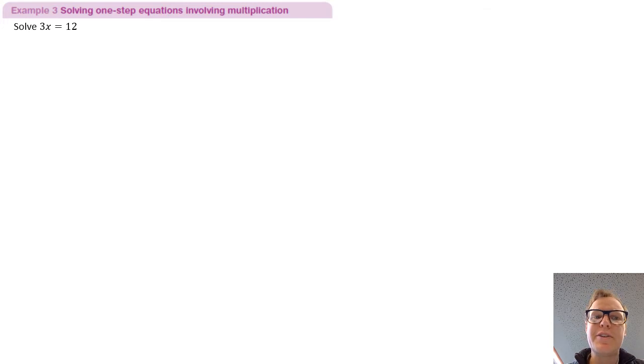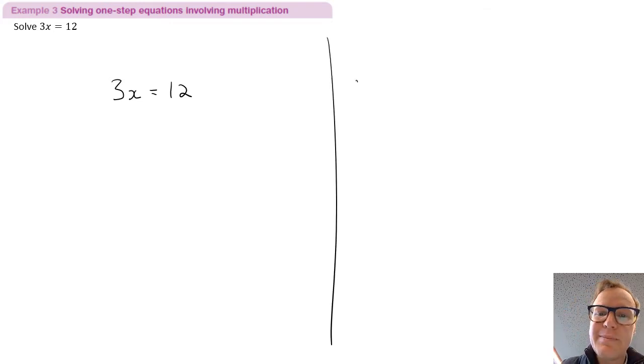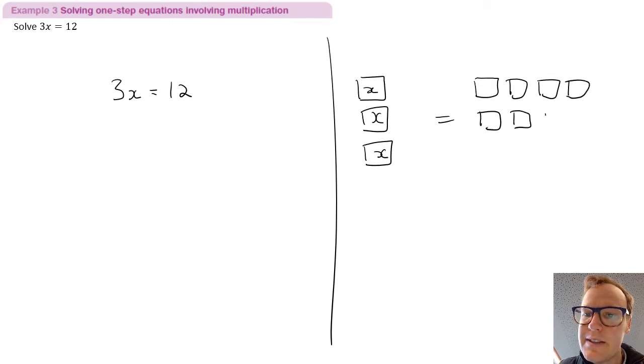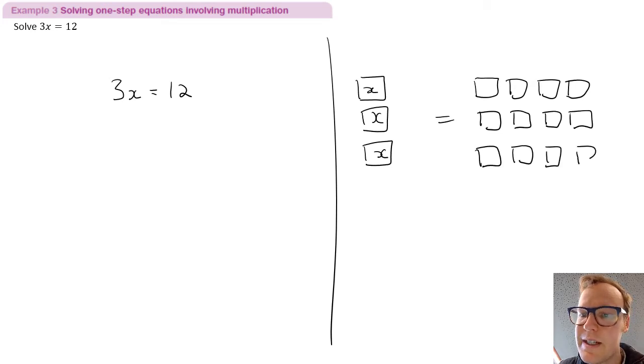Next question, I've got to solve 3x equals 12. Here, I've got 3 lots of x. If I was to draw a diagram of what this looks like, it means I've got 3 x's, x, x, x, and that is equal to 12, which is 1, 2, 3, 4, 5, 6, 7, 8, 9, 10, 11, 12, with each of these boxes being 1.